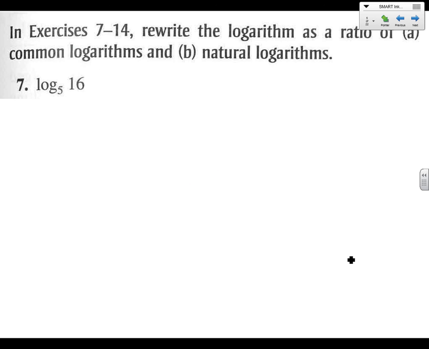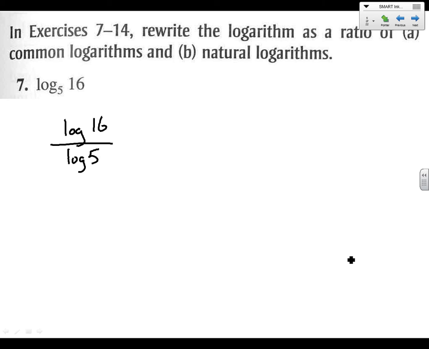So let's do problem number 7. Pause me for a second. Try to get the answers for common logs, which means log base 10, and natural logs, which is ln or log base e. All right, your answer, if you did it right, is log 16 over log 5.